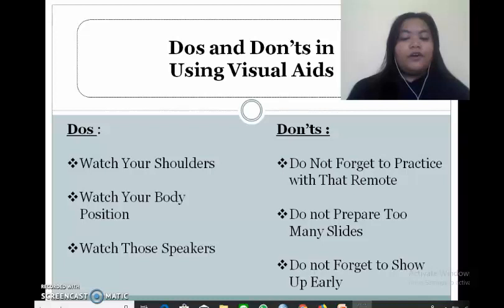No matter how hard you try, if you are trying to sneak a peek at your slide for your own preference, do it quickly and try to make it look like you are drawing the audience's attention to a particular point on the slide. And the second one, watch your body position.